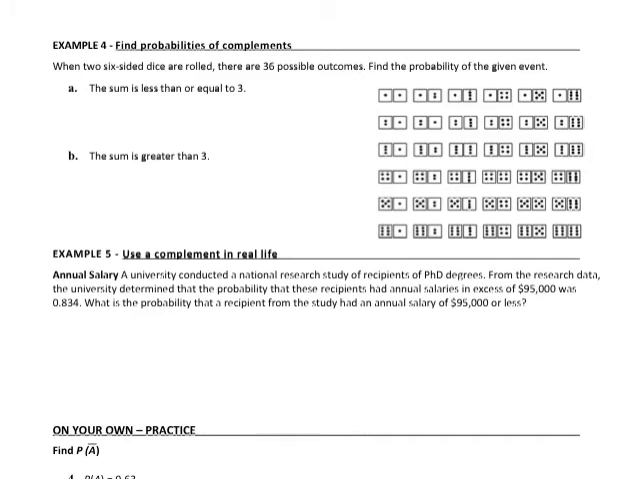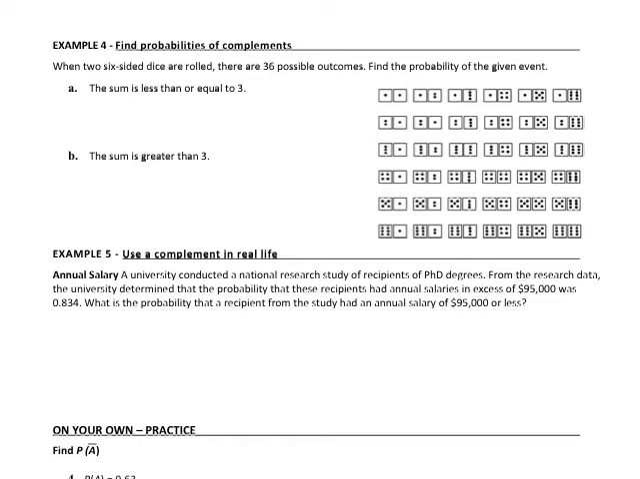On the back side of your notes, you have example 4, and it's asking us to find probabilities of complements. Complements are the probability of something not taking place. So it's the opposite of the probability. And so for instance, if I was thinking of the weather, if it said that there is a 70% chance of snow, then the complement to that is that there's a 30% chance that it won't snow.